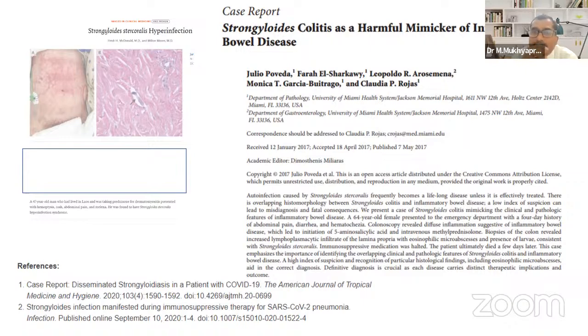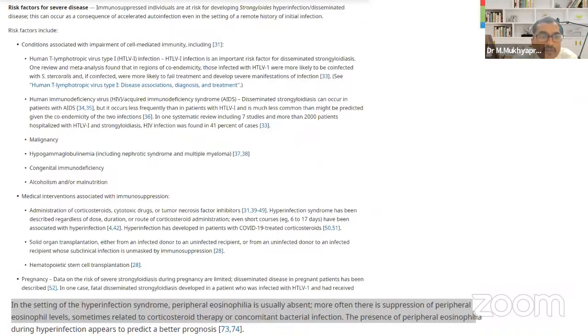Another thing that caused us a lot of confusion is whether it was Crohn's disease. This is a case report published in a Pathology journal: Strongyloides colitis is a harmful mimicker of inflammatory bowel disease. There you give the steroids, again the patient may become more sick, and ultimately that patient also expires. Of all these patients, whatever I see, 80% of them succumb. This patient, initially we thought that we had won the battle, but it was not so.